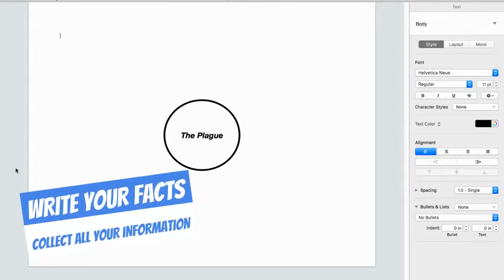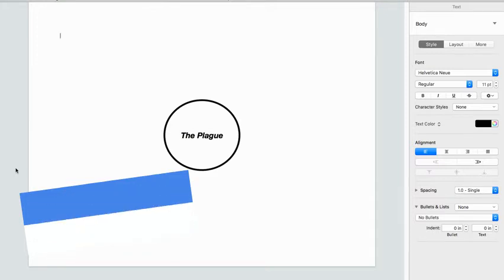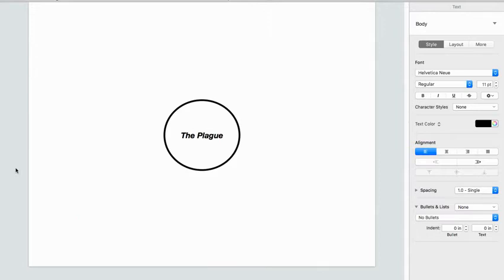So, for the example of the plague, maybe I'll write down, okay, according to the Medieval Apocalypse video notes, this is how many people died. But according to the Black Death packet, this is how many people died. Maybe I'll write down the symptoms, the locations of where it spread, where it came from, how it was spread, what the people thought were good cures at the time, and then what we know today are better cures, right? So basically, you want to write down as much information as you can to fill up all the white space on this page.